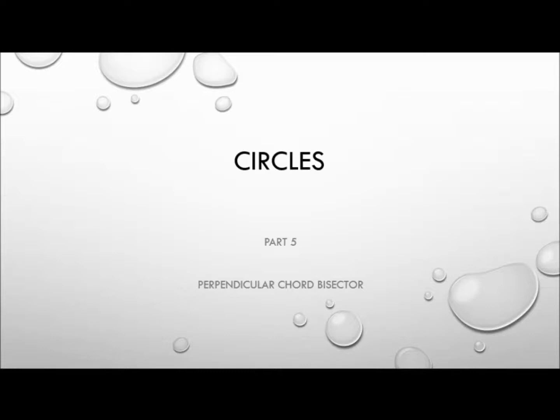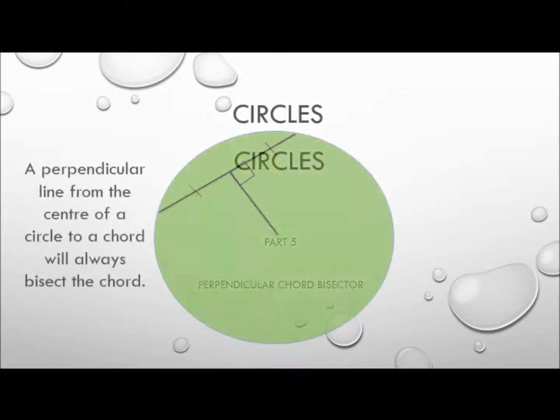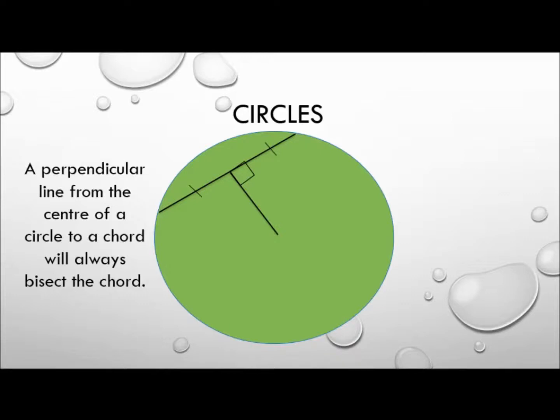Part 5 of my videos on circles, we're going to look at the circle theorem that talks about perpendicular chord bisectors. Basically, the theorem says that if you take a perpendicular line from the centre of a circle to a chord, then that perpendicular line will always bisect the chord. That is to say, it is a perpendicular bisector.